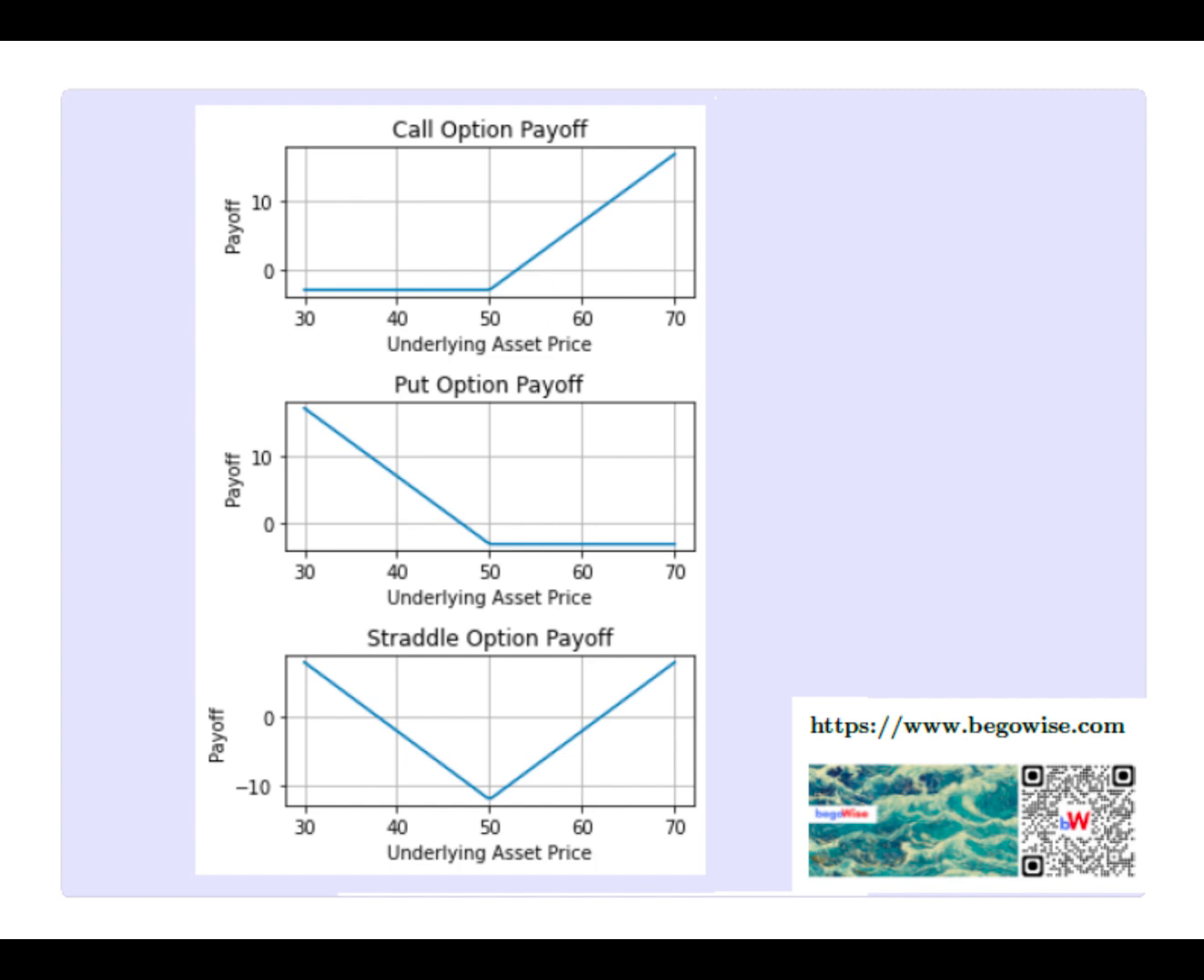Out of the money and in the money, whether the stock price goes up or down, the straddle's payoff increases. This is because you benefit from large price movements in either direction.